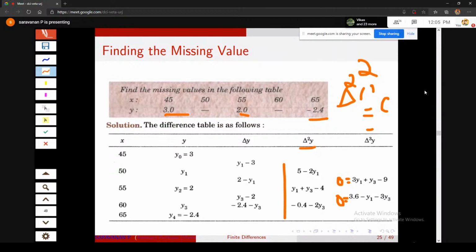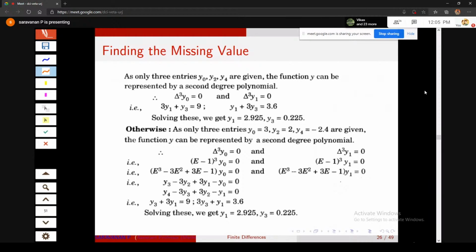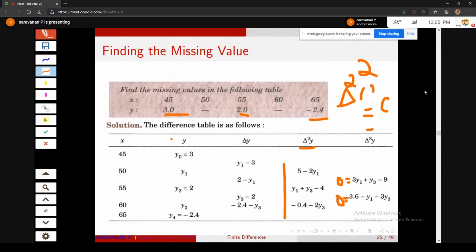Now we will get two equations: this equal to 0 and this equal to 0. If we solve these two equations, you will get y1 and y3. That's all. Is it clear? Okay, so this is one method by making use of this difference table. First check how many values are given, then we can approximate that by a polynomial of degree something. That will become a constant, so you go ahead and compute the higher powers also.